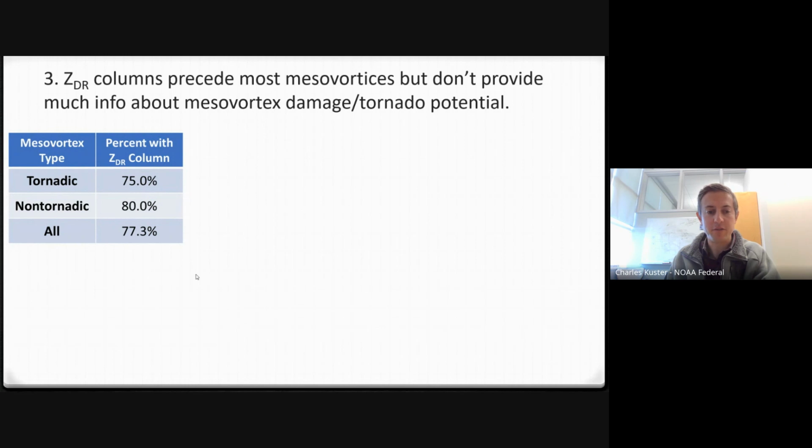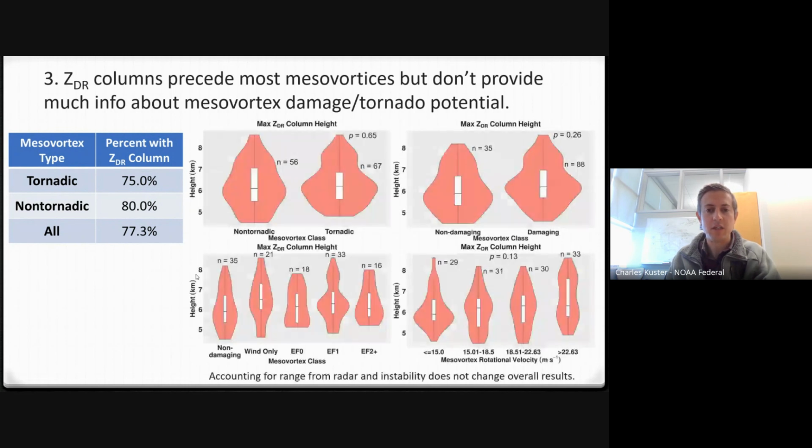The big difference when we're talking about the other radar signatures, especially the KDP cores, is if I throw up all these distributions, now we don't really see much in the way of differences between the ZDR column, either height or magnitude. Didn't really matter what we looked at. There weren't much in the way of differences between those tornadic mesovortices and non-tornadic mesovortices. Even damaging versus non-damaging, the distributions are pretty similar.